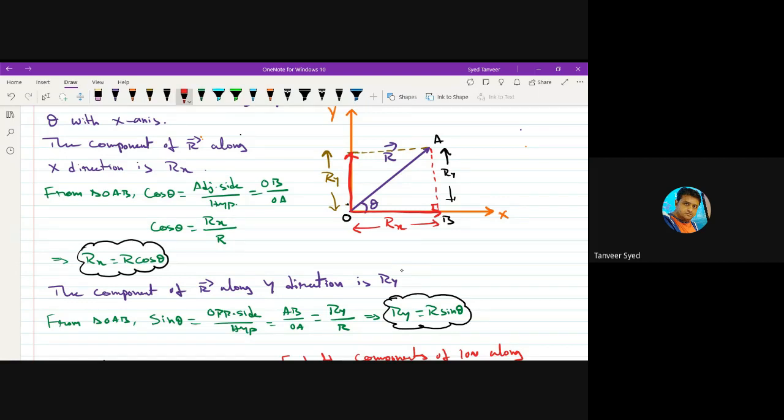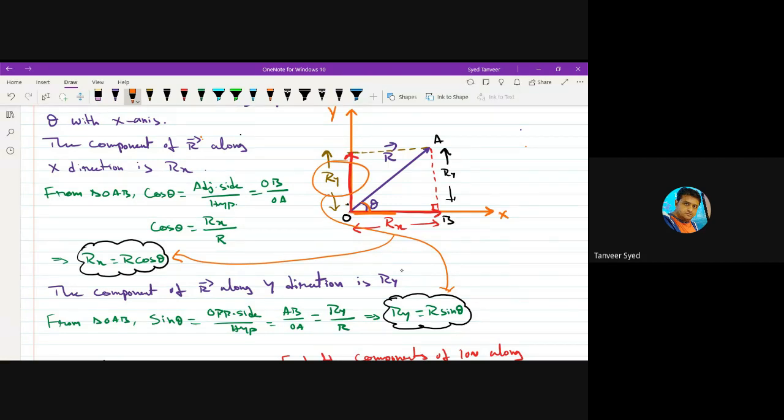Now, to which component is the angle attached? It is attached to Rx, because angle theta is here. It is attached to this Rx component. This component will be cos. That's why you have got Rx is r cos theta. And the other component Ry, which is not attached to the angle, that will be sine. That's why Ry is sine. This will be true everywhere.